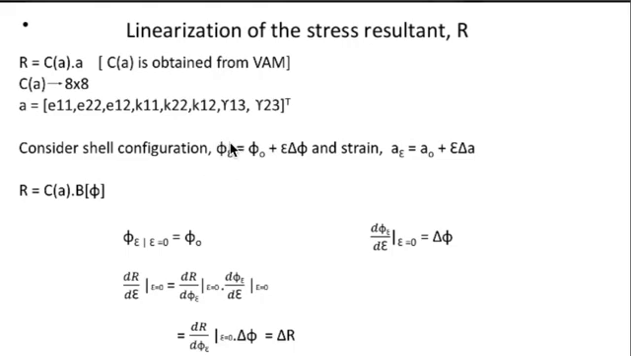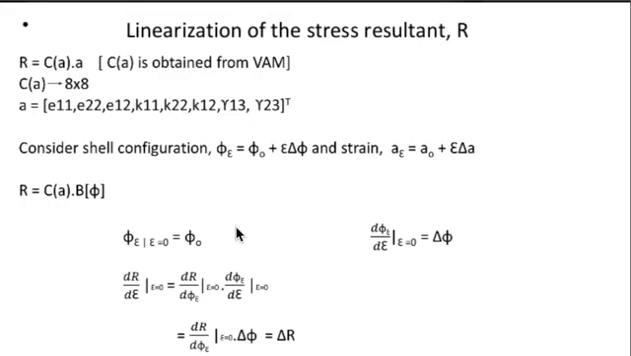So phi is a 5 by 1 vector, and phi epsilon at any small epsilon configuration, as we do in Taylor series expansion, we are writing as phi naught plus epsilon delta phi, and correspondingly the strain would be A naught plus epsilon delta A. Now this expression of phi epsilon is such that at epsilon equal to 0, phi epsilon gives you phi naught. Yes, this is true. And if we take the derivative of phi epsilon with respect to epsilon at epsilon equal to 0, we get delta phi.